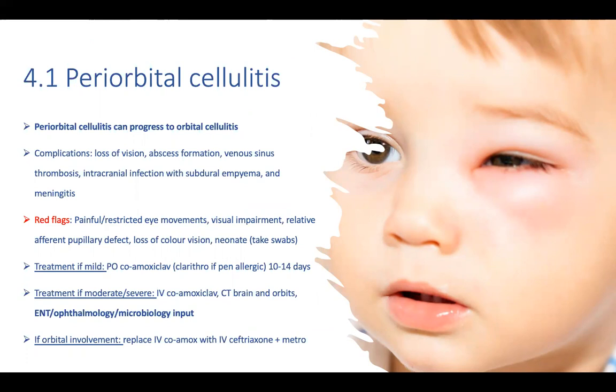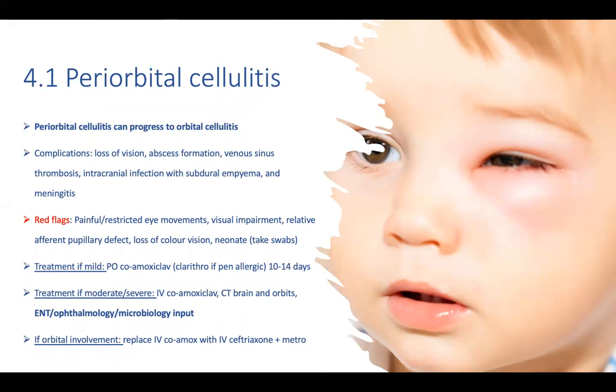The complications of orbital cellulitis include loss of vision, abscess formation, venous sinus thrombosis, intracranial infection with subdural empyema, and meningitis. The red flag signs and symptoms are painful or restricted eye movements, visual impairment, a relative afferent pupillary defect, loss of colour vision, specifically loss of red and green discrimination, or if the patient is a neonate, in which case we need to send swabs.